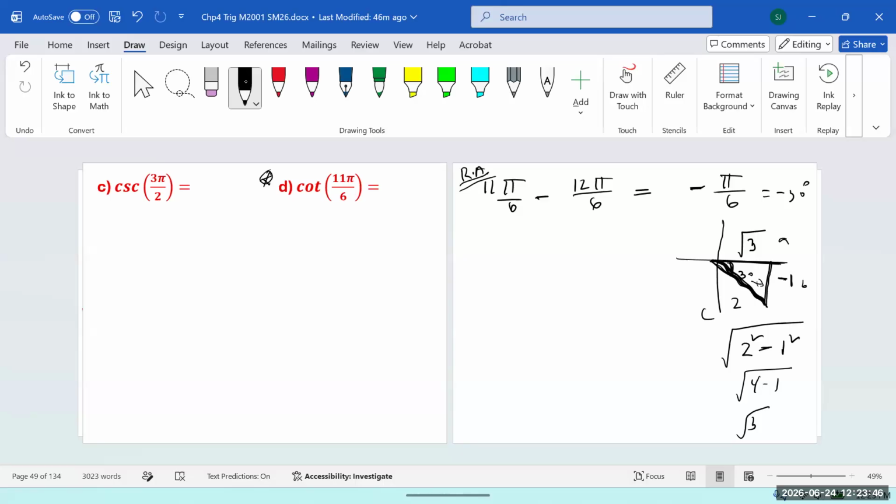That's why it's negative. Now in the fourth quadrant, our y is negative, x is positive. So cotangent. Cotangent is what over what? Adjacent over opposite. Cotangent 11 pi over 6. It's adjacent over opposite. So from this angle, our adjacent is root 3. And our opposite is negative 1, so it's negative square root of 3.